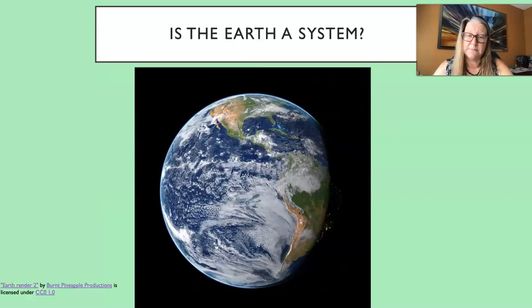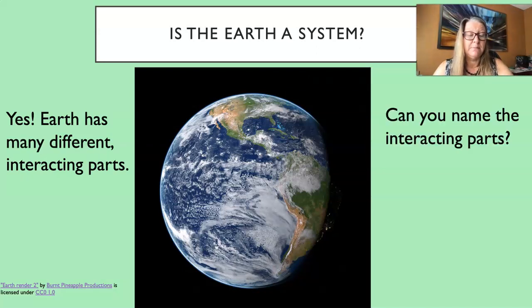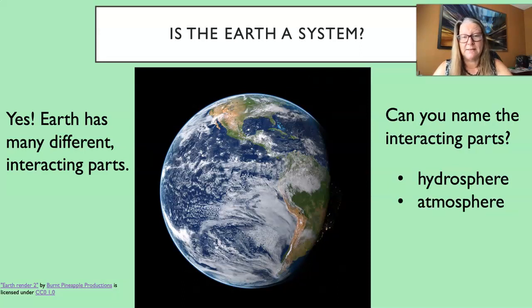Is the Earth a system? Well, yes it is. Earth has many different interacting parts. Can you name some of these interacting parts? Well, looking at this picture, you can see some of them. We have all that blue water, and that is known as the hydrosphere. The clouds represent the atmosphere, most of which we can't see because it's invisible. We also have the geosphere, which is the land, the solid Earth. The biosphere, which are the living things on Earth.